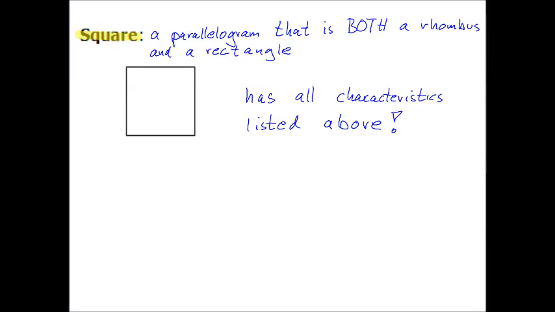And then we have squares. A square is a parallelogram that is both a rhombus and a rectangle, and therefore it has all the characteristics that we have listed above and discussed. So that means that not only is this side congruent to the opposite side, it's also congruent to the other two sides. All four sides are congruent, and all four angles are congruent, which means that they are all 90 degrees right angles.